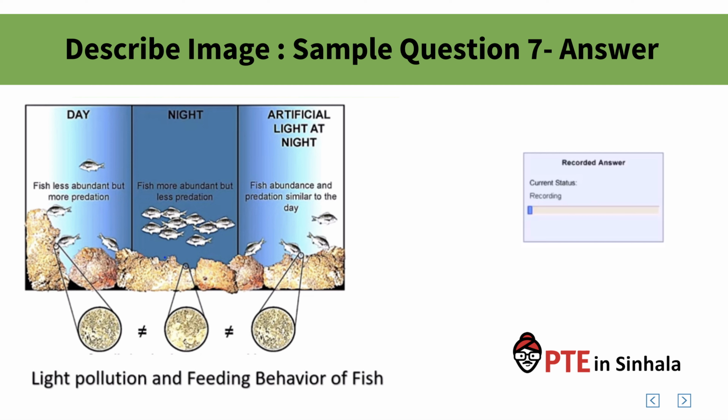This image compares light pollution and the feeding behavior of fish. As per the image, fish are less abundant during the day where there is more predation. In contrast, there is less predation and more abundance of fish during the night time. The image then shows the results when artificial light is introduced into the water. In conclusion, when artificial light is introduced into the water during the night time, the results of daytime are repeated.